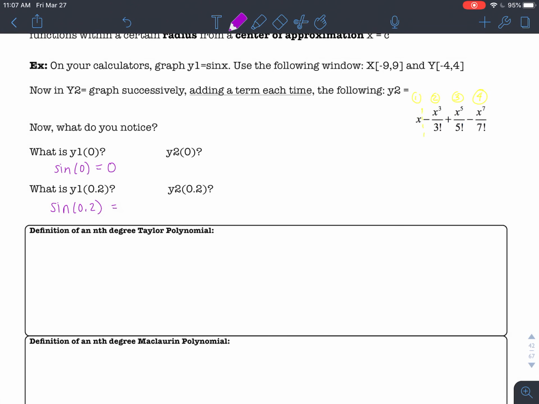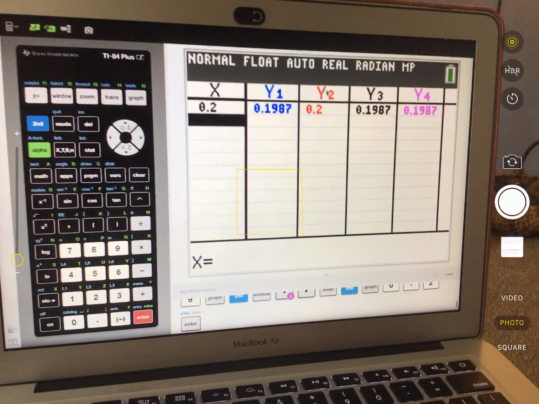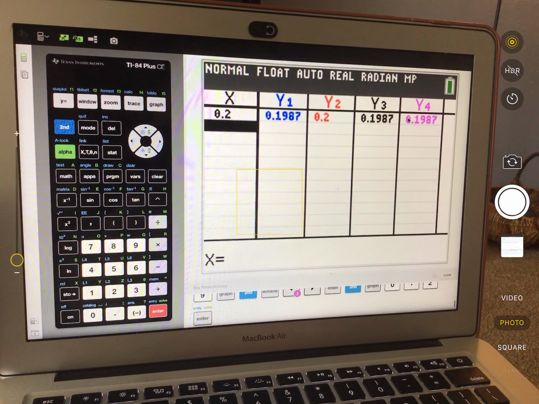And then we know that y1 of 0.2 is the approximation for the actual value of sine of 0.2, which if we use our calculators, I'm going to quickly set my calculator to be on table set for ask. Right, so my value, according to this, is 0.1987. That's my approximation, of course, for sine of 0.2. And now I'm going to pull this up on my screen again. I'm just going to hold it this time, so it might be a little shaky.